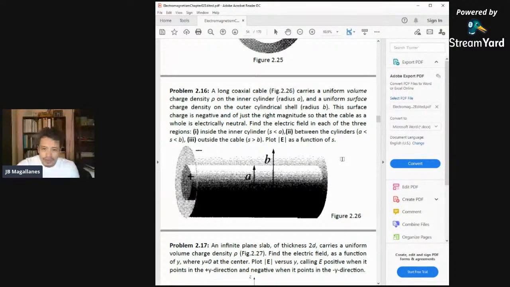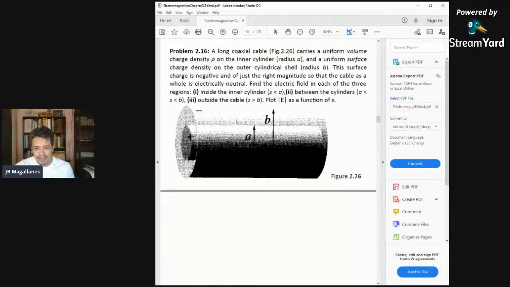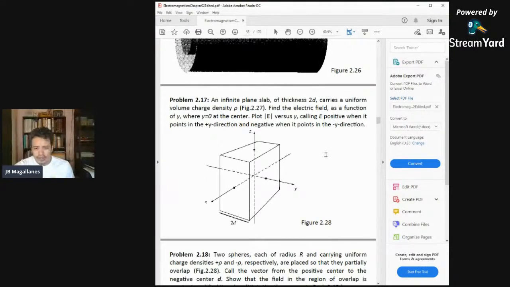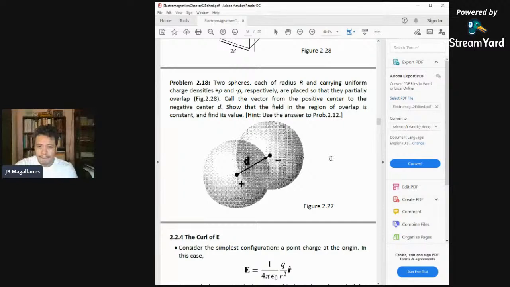So there's also another problem here involving a long coaxial cable. These coaxial cables are actually found in our cable wires in our TV, cable wires in our internet. You can see them. So there's a real application to these coaxial cables. There's also this problem. You can screenshot this. And also this problem, you can also solve this problem.